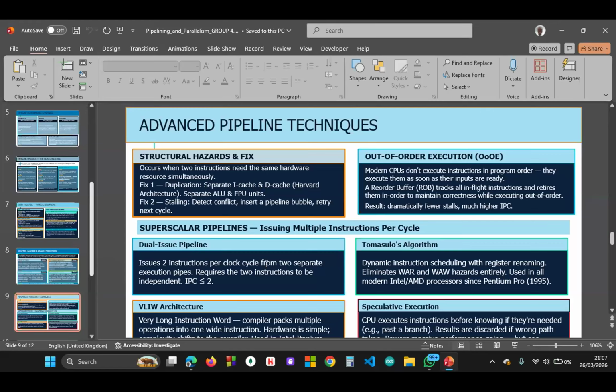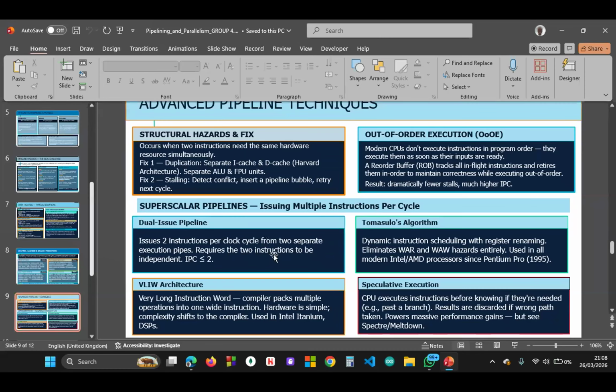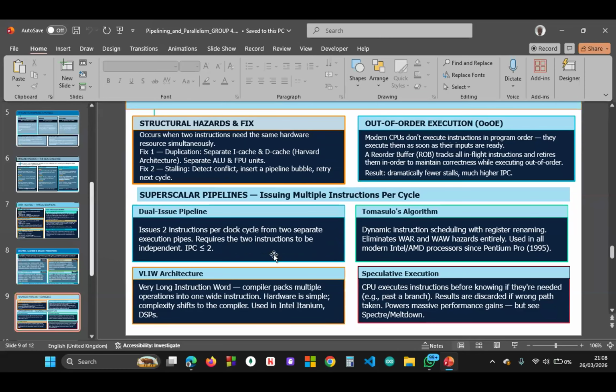Dynamic instruction scheduling with register renaming eliminates WAR and WAW hazards entirely, used in all modern Intel/AMD processors since the Pentium Pro in 1995. Then VLIW architecture, which stands for Very Long Instruction Word. The compiler packs multiple operations into one wide instruction. Hardware is simple; complexity shifts to the compiler. Used in Intel Itanium and DSPs.